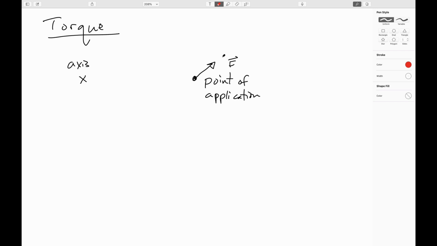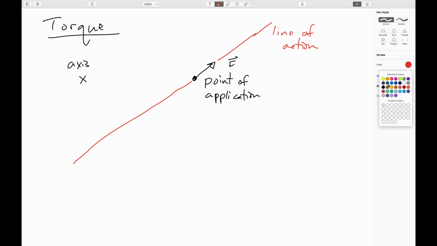So we have to figure out how to encode the which direction part, and there are a couple different ways to do that, and I'll get into them in turn. The standard thing you do is you extend a line that goes through the point of application, lined up with the force. This line gets called the line of action of the force. So conventionally, we'll be putting our coordinate system at the axis. So this would be the position of the point of application.